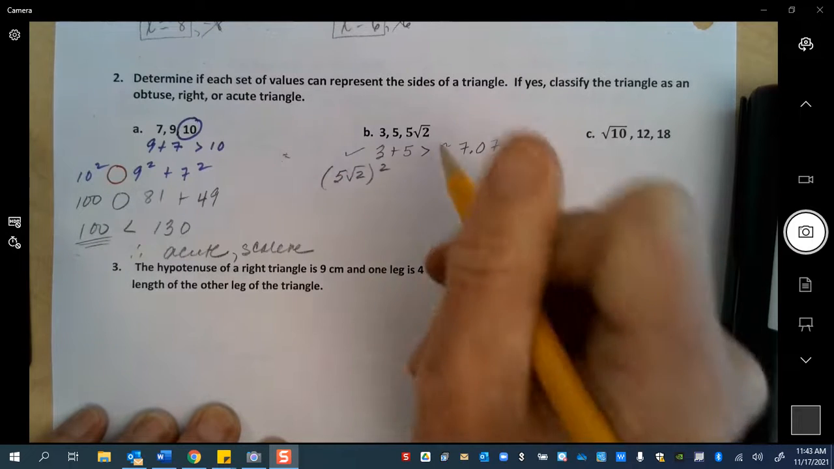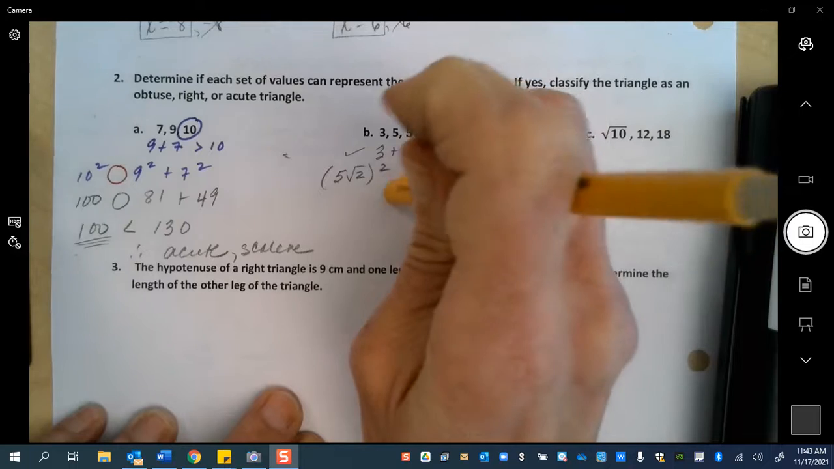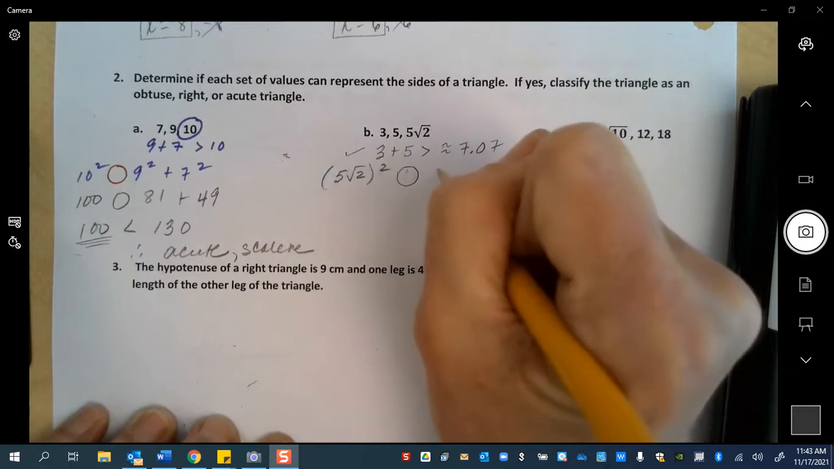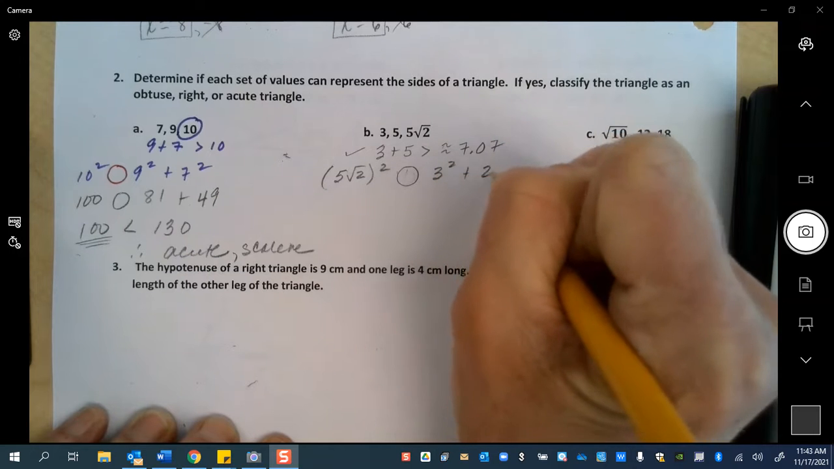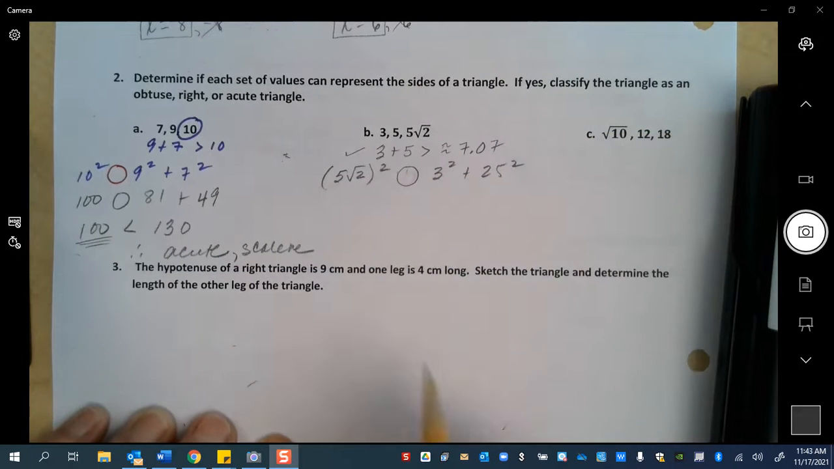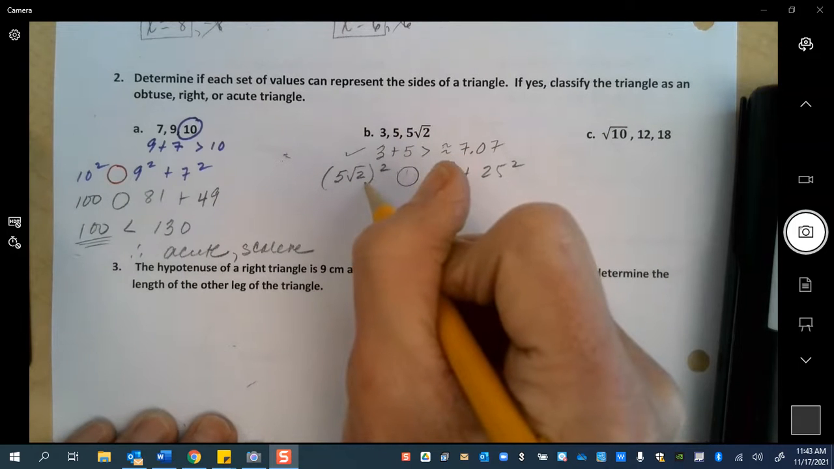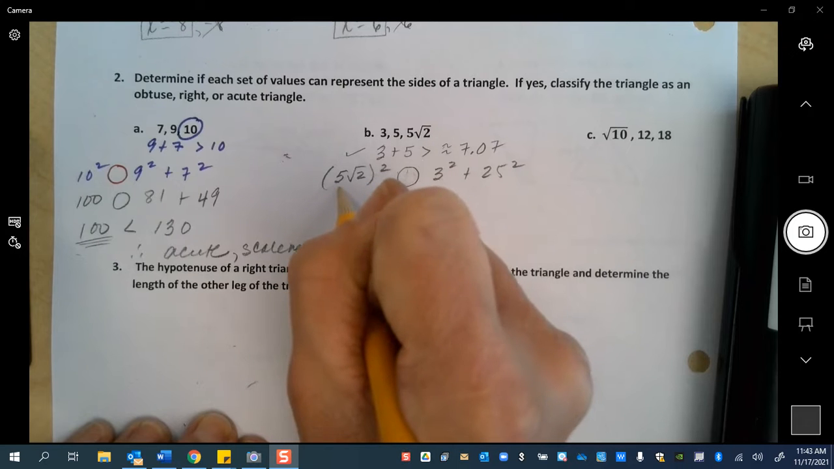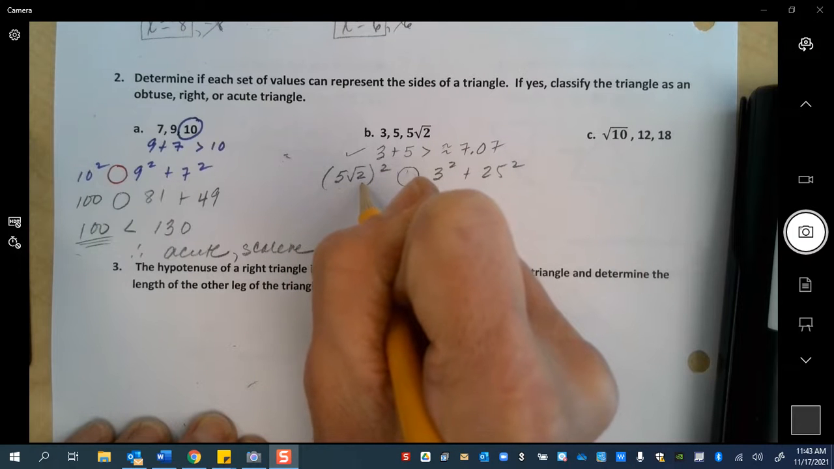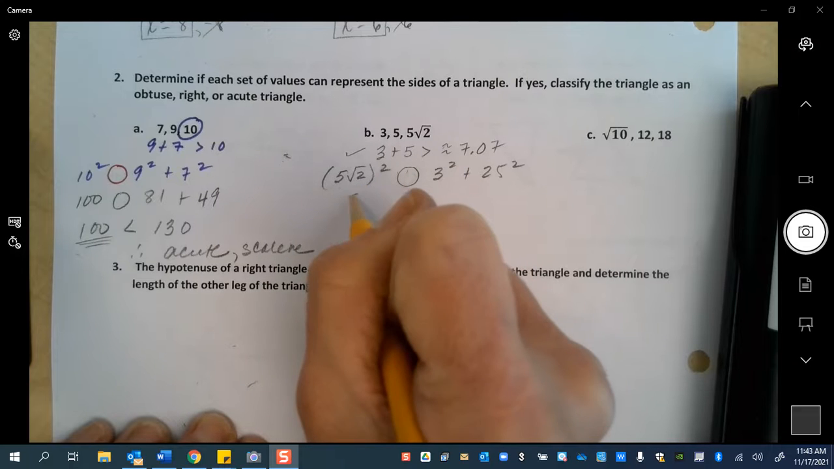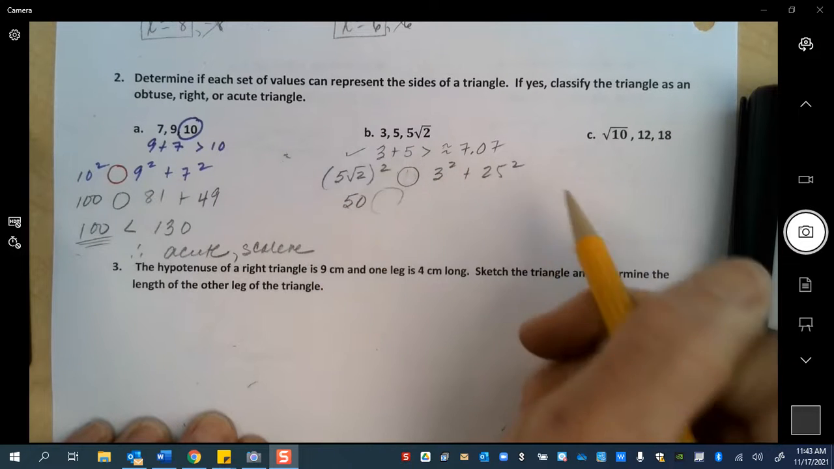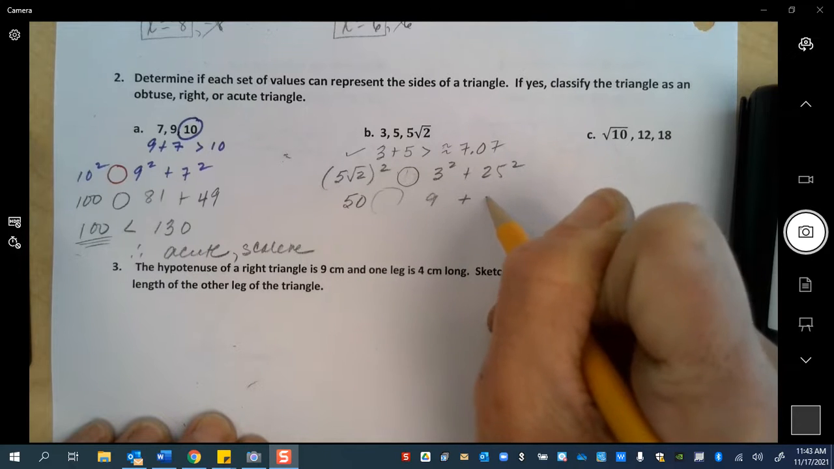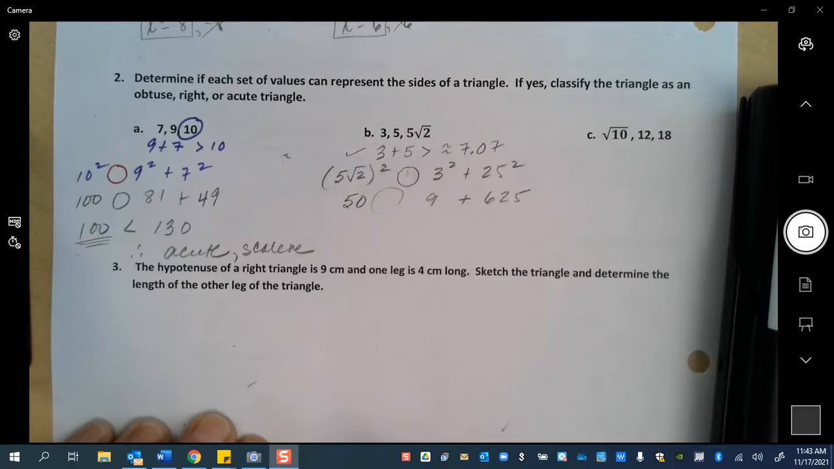So now we'll go ahead and say, okay, talk to me about 5 roots of 2 squared and compare that. And this circle that I draw is just kind of holding a space for where 3 squared plus 25 squared sits. So 5 times the square root of 2 squared is the same as 5 squared, which is 25, times 2 squared, which is 2. So that's 25 times 2, so that's going to be 50. If I'm comparing 50 to 9 and 25 squared, wow.